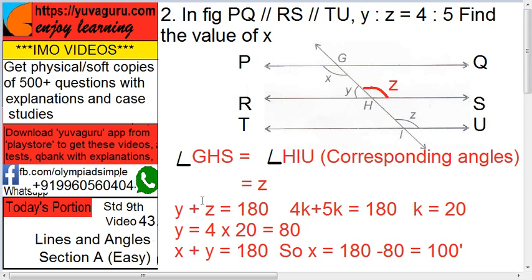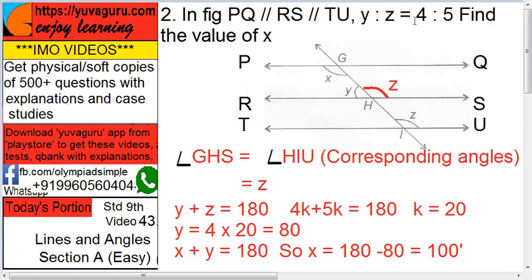So Y plus Z equals 180. But what is Y? 4. And what is Z? 5. Take the variable, something as X we used to take it, but X is given over here, so take K. So 4K and 5K. So 4K plus 5K equals 180 degrees. So K equals what? 9K equals 180. So K equals 180 upon 9, that is 20. So K is 20 now.